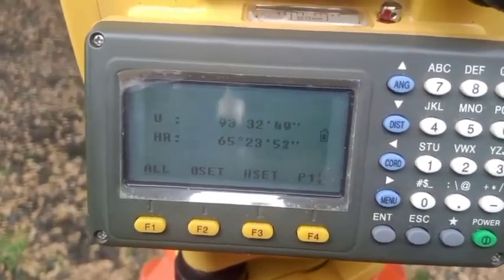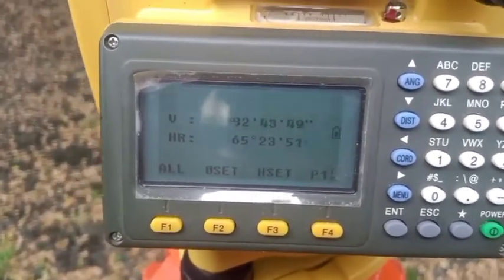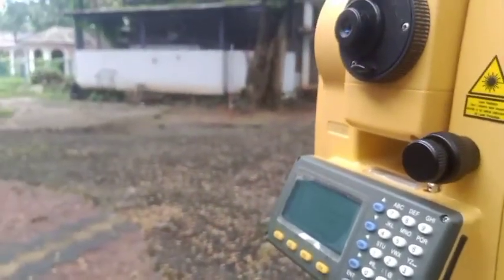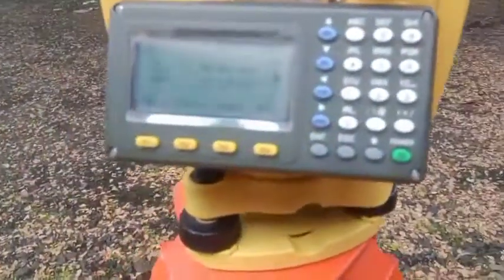Vertical angle also you can measure like this. Okay, so that is how we measure the angle using total station. Now we have measured the angle between A and B. Okay, thank you.